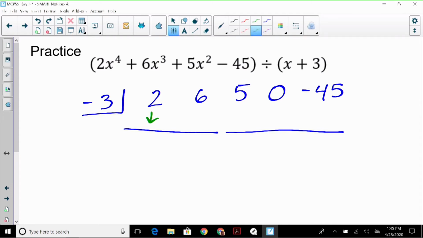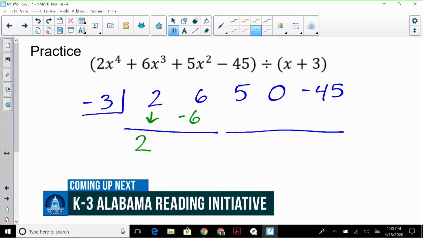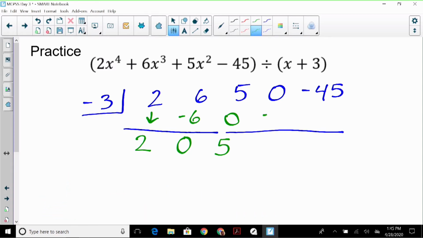Bring my 2 down. Multiply. Negative 3 times 2 is negative 6. Add this column, a 0. 0 times negative 3 is 0. Add this column, that's 5. Times negative 3 is negative 15. Add this column, that's negative 15. Negative 15 times negative 3 is 45. So the remainder is 0.